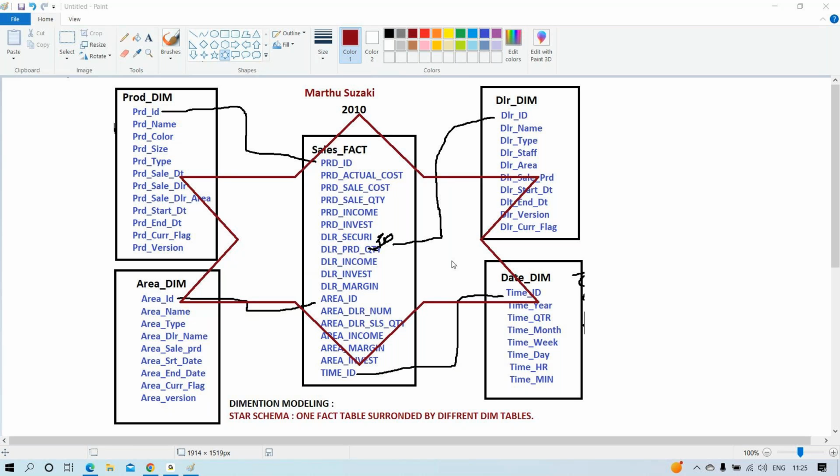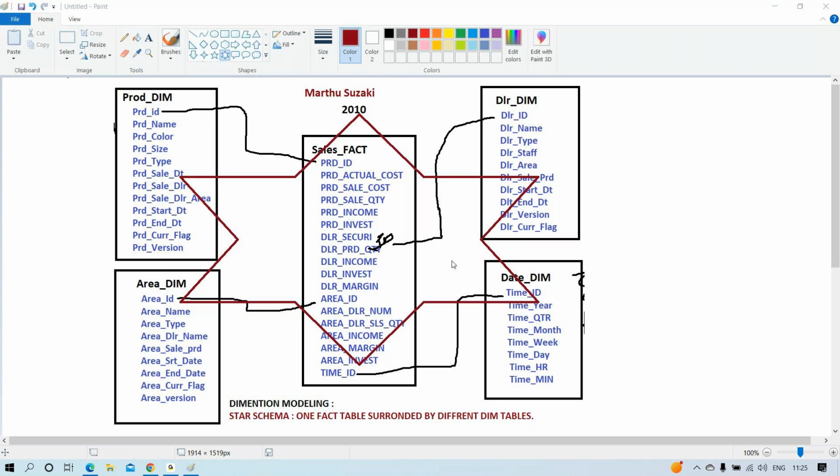For example, we have product ID, so we call it a surrogate key here. Yes, is that correct? Okay. We are also tagging to the fact table the dealer ID and some other IDs like time ID and area ID. All those IDs are surrogate keys only.